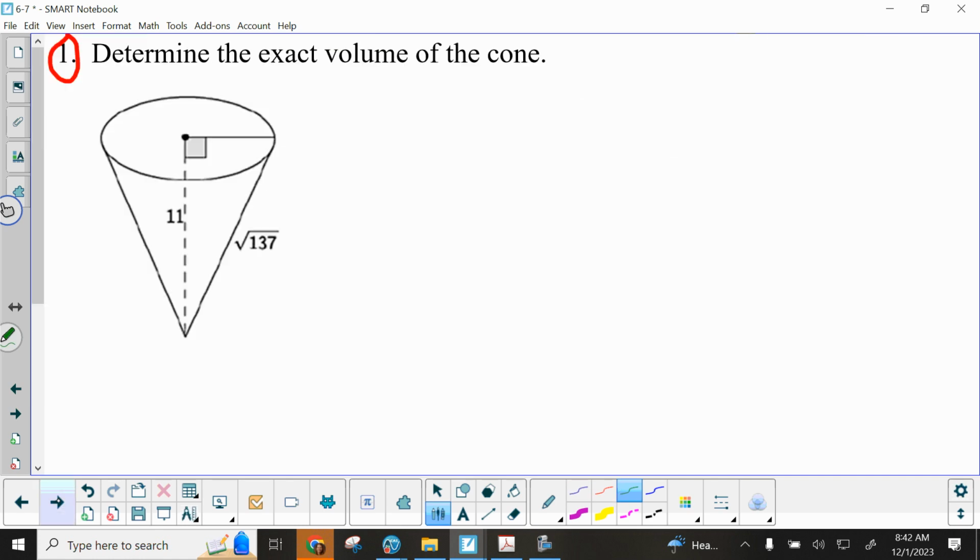All right, let's put some of these to use. It says determine the exact volume of the cone. Exact volume means I'm going to leave my answers either in radicals or with pi. So volume of a cone is 1/3 pi r squared h. So what information do I have? Well, this right here is the height. So I have the 11 as the height.